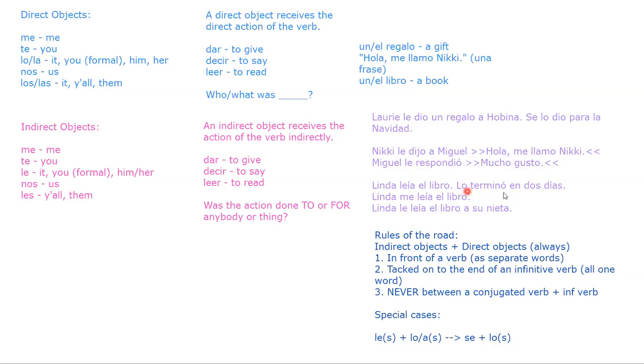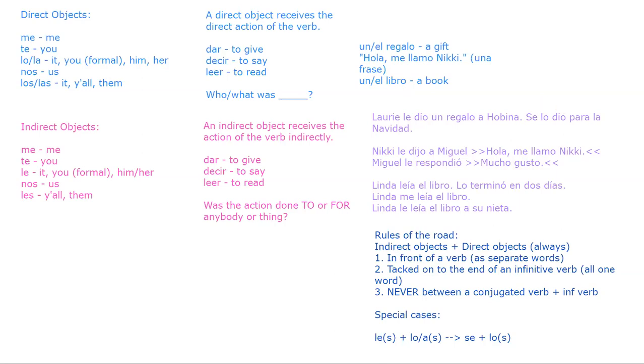Here, lo terminó en 2 días, there's only a direct object. There is not an indirect object. So I've only got the direct object there. But when you have both, indirect will always go in front of direct, where we have se lo dio, and I think that's my only example. Se lo dio: indirect, direct, and then my verb.